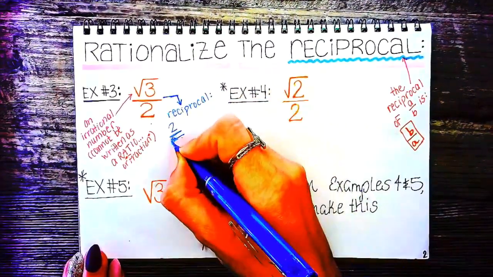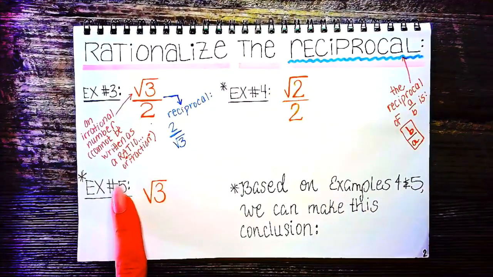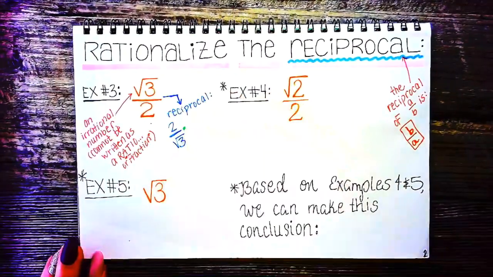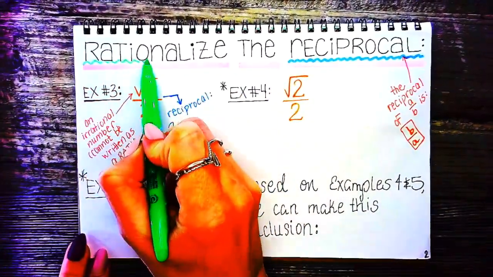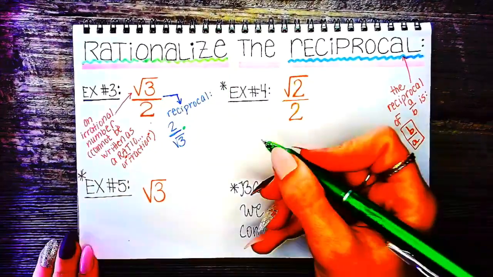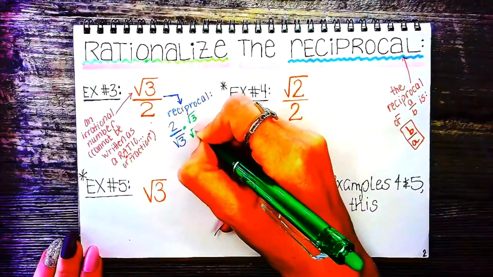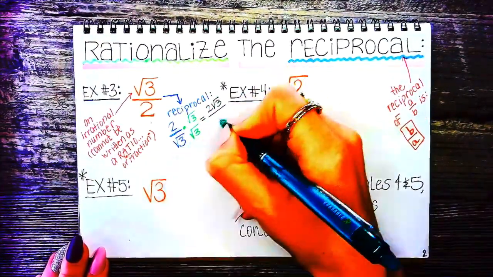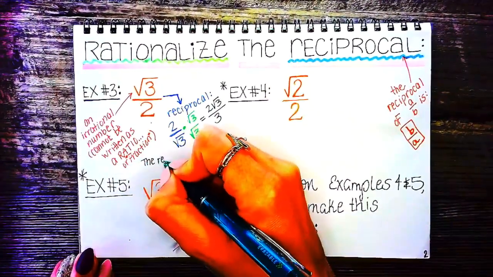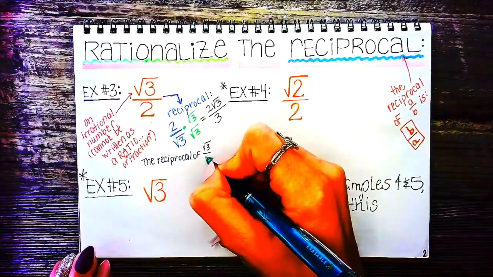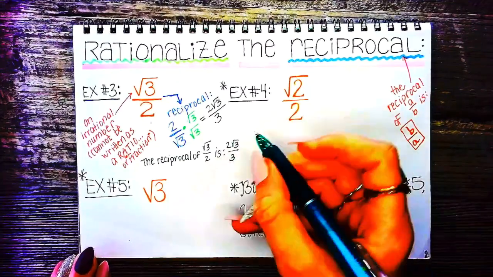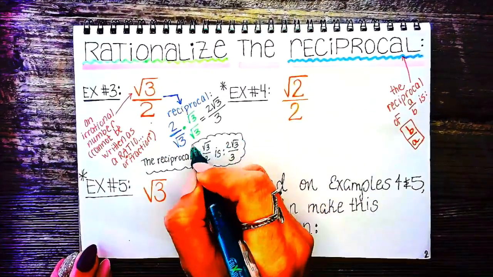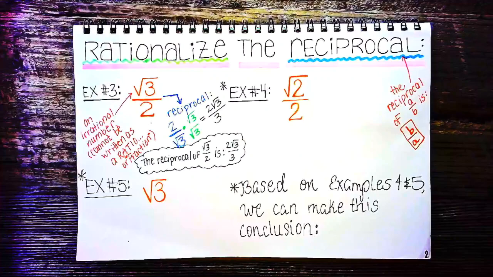In order to rationalize this denominator, we're going to multiply the numerator and denominator by radical 3. That is not to be confused with multiplying by radical 3. Multiplying a numerator and denominator by radical 3 is multiplying by radical 3 over radical 3, which is 1, and that's very different. Radical 3 times radical 3 is 3. That gives us a final answer of 2 radical 3 over 3.